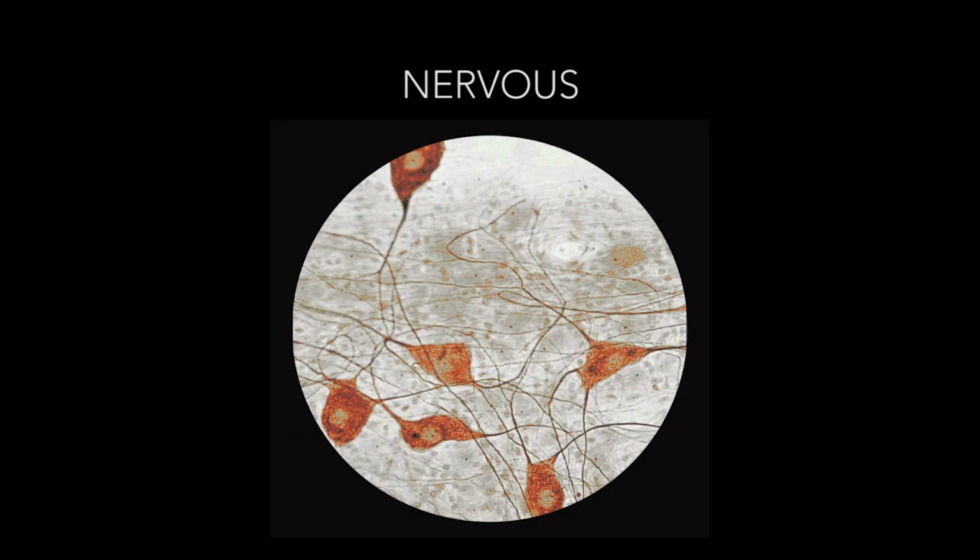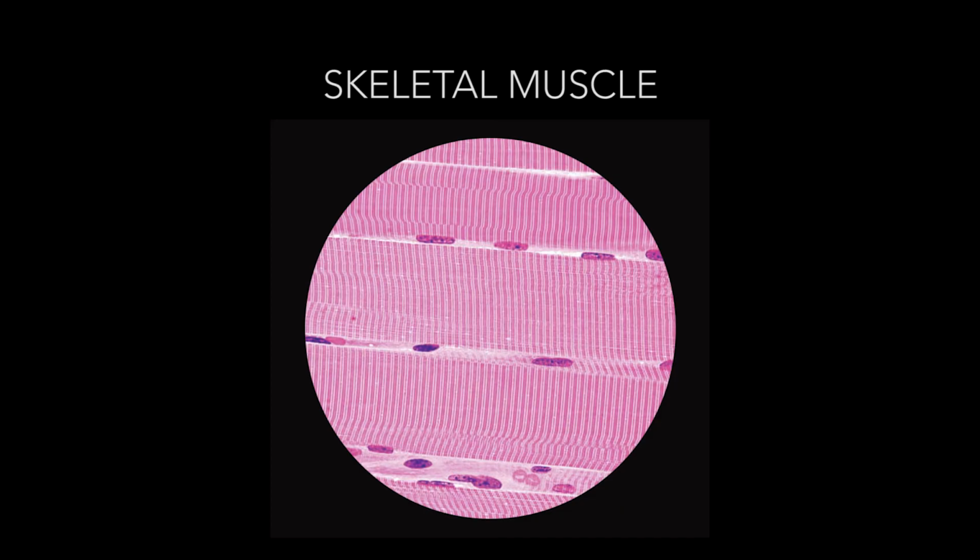Nervous tissue is, of course, found in the brain and spinal cord and your nerves. The three types of muscles are skeletal, cardiac, and smooth. Here you see skeletal muscle. Notice the fibers are real parallel with the nuclei located between the fibers. The purpose of a skeletal muscle is that they attach to the bones and move the skeleton.